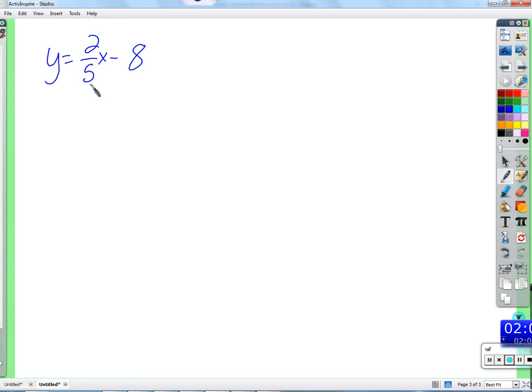Well, that's cool. The numerator is how much you go up if you multiply by the multiple of the denominator. Yeah, everything is so much easier.